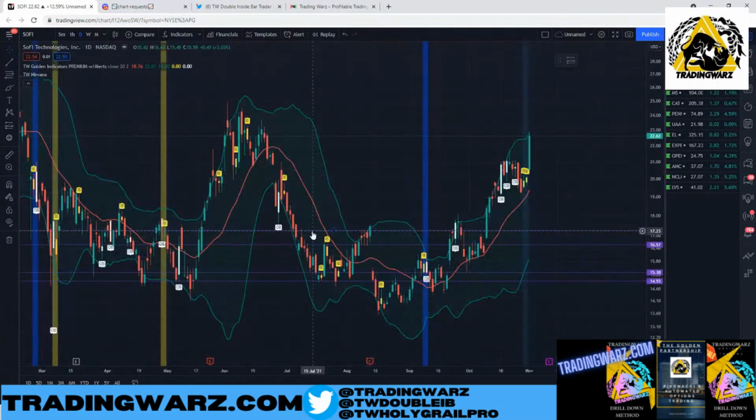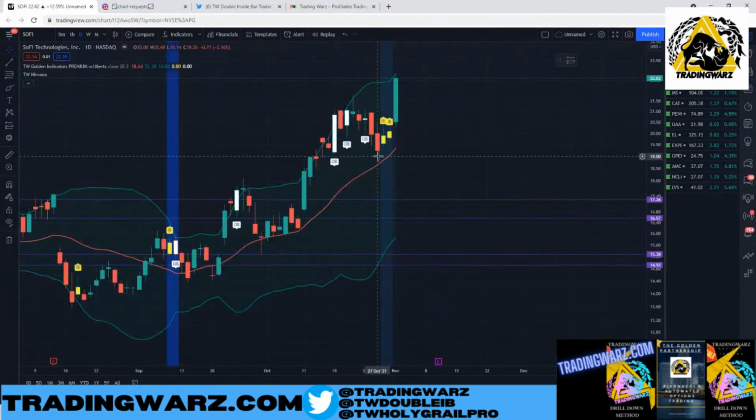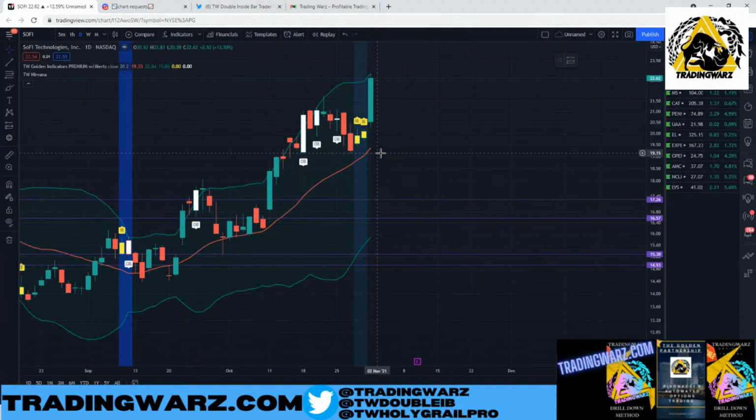So if there is one, which happened yesterday, Friday, do you guys think that's rare or is it normal? What do you guys think? Hit me with a 1 if you think a double inside bar on SoFi is rare, or hit me with a 2 if you don't think it's rare.